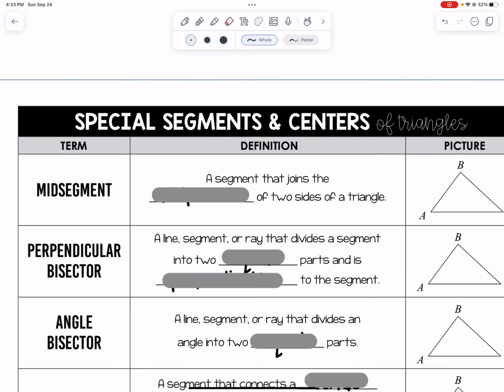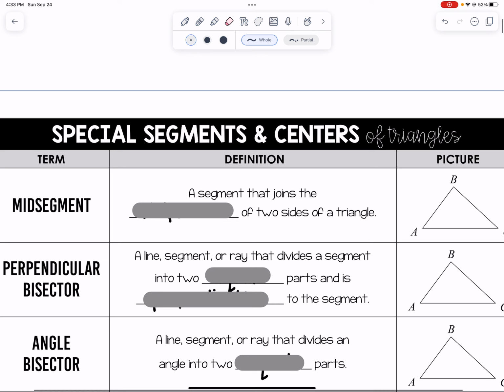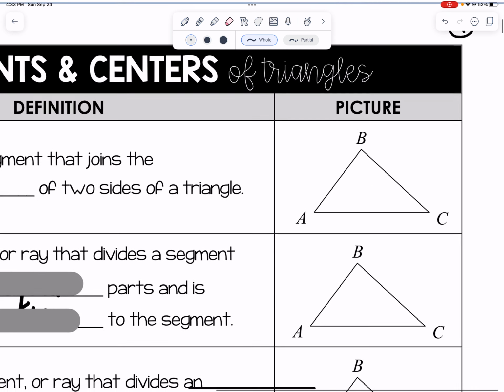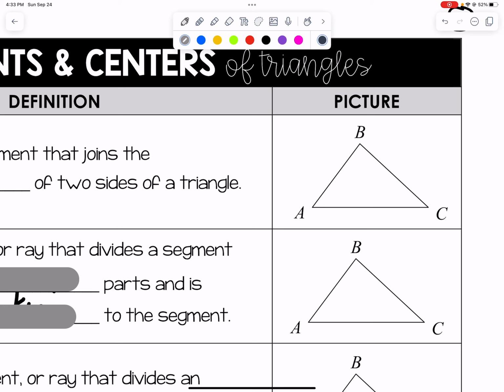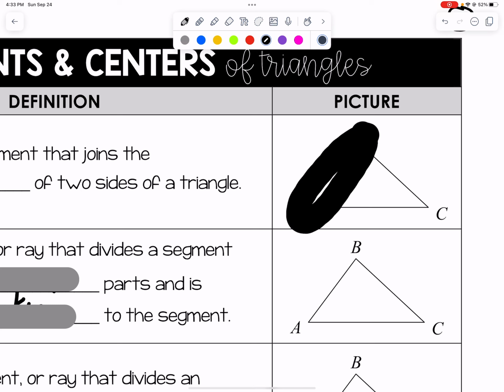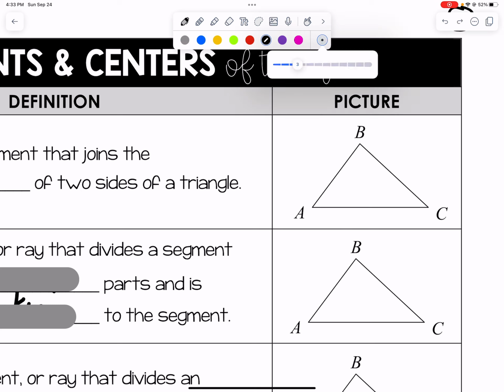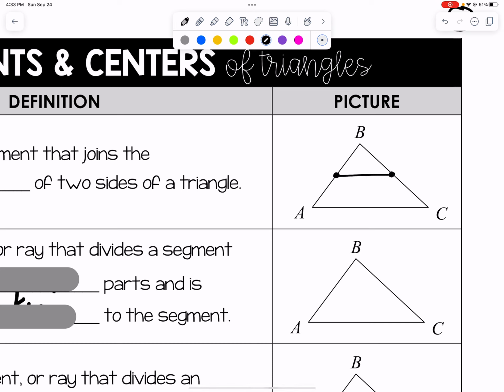So let's get started. Our first term is mid-segment. A mid-segment joins midpoints of two sides of a triangle. So when we look at the figure, remember segment means the side. Ooh, that is way too large. There we go. Segment means side. So if I'm looking at the middle of side AB and I'm finding the middle of side BC, their mid-segment would be the line that connects the two.